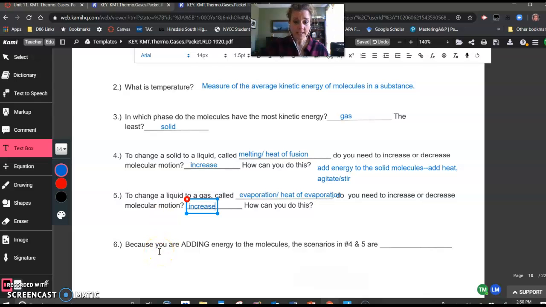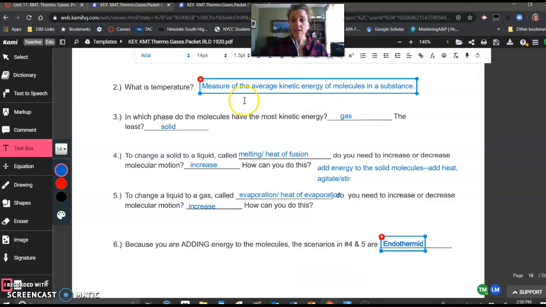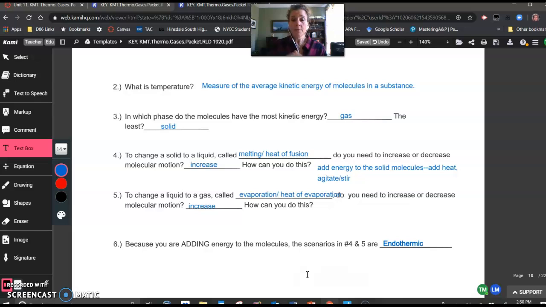Okay, number 6 says that because you are adding energy to the molecules, the scenarios in number 4 and 5 are considered endothermic. So you're probably like, well, what does that mean? What this means is that the molecules that are the reactants are absorbing energy so that they can move around faster. And then they change phases. Then they change from a solid to a liquid, and then from a liquid to a gas.